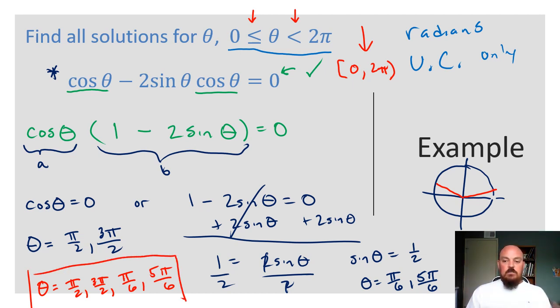So we factored to take our complicated expression, split it up into two easy ones. We solved the two easy ones, and any answers you get from both of those two easy ones are answers to the question.